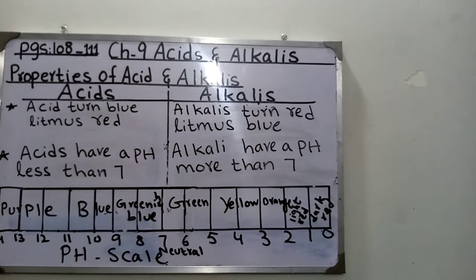When it turns from blue to red, it shows that it is a strong acid. When we put red litmus paper into the alkali, it turns blue. It shows that it is a strong alkali. How can we identify? With the help of this pH scale. This is the pH scale, right?